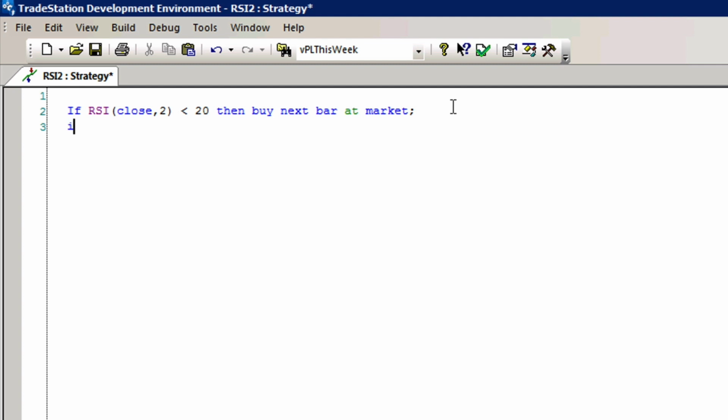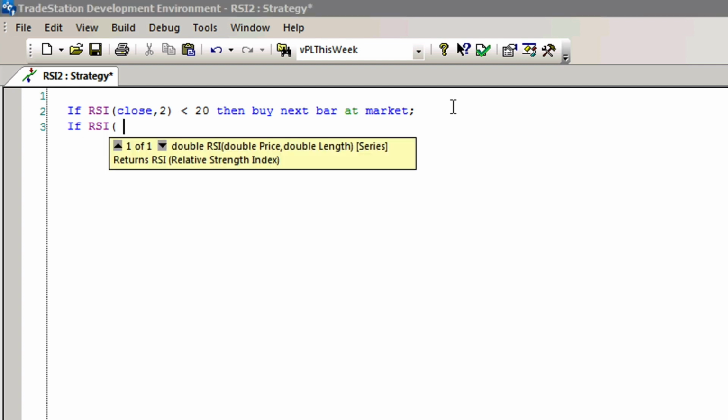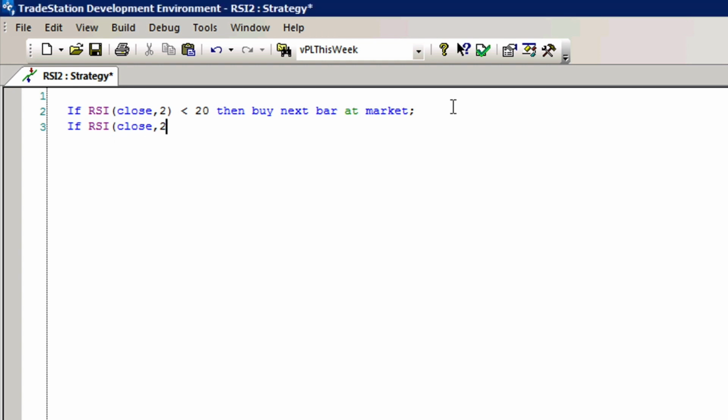And our sell is going to be very similar. It's just if RSI close 2-period is greater than 65, then sell next bar at market. So those are our two main rules of getting into the market and getting out of the market. And it's just a couple lines of code.